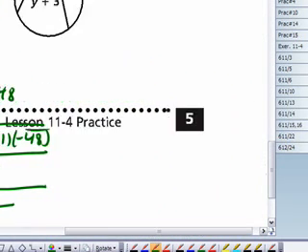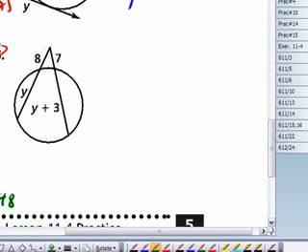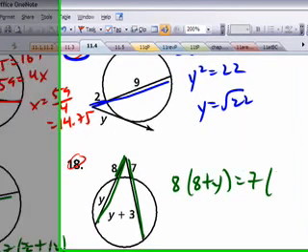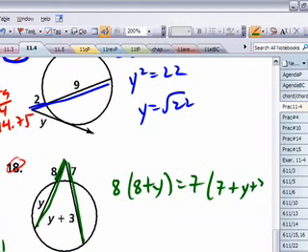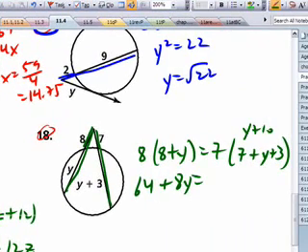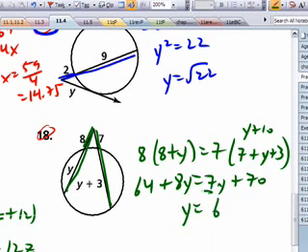This one I'm not going to solve the algebra, but I will set it up just to show that outside times the whole thing is equal to outside times the whole thing, which in this case is 7 plus y plus 3. And you distribute, it's a quadratic equation. Actually, this one wouldn't be quadratic. Let's go ahead and do this one. 64 plus 8y is equal to, this becomes y plus 10, so that's going to be 7y plus 70. And I'll subtract 7y from both sides. I'll subtract 64, and I get y is equal to 6.